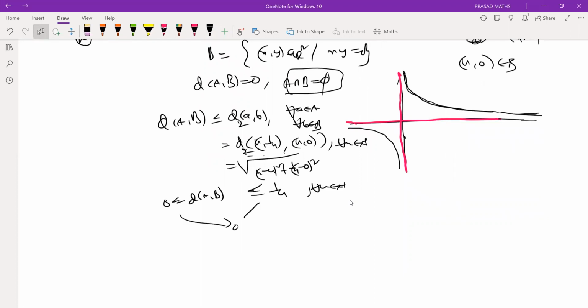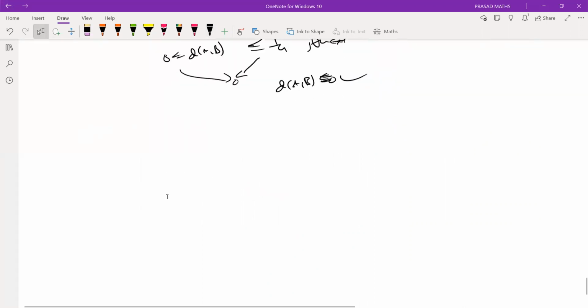Distance to 0, distance to 0. Therefore, the middle piece is always less than or equal to 0. That means it equals 0. Distance can never be negative, so the distance is 0. So both are disjoint, but the distance is 0. Right? Distance between the two sets is 0. Yes or no? Is it clear? These are the standard examples, right?